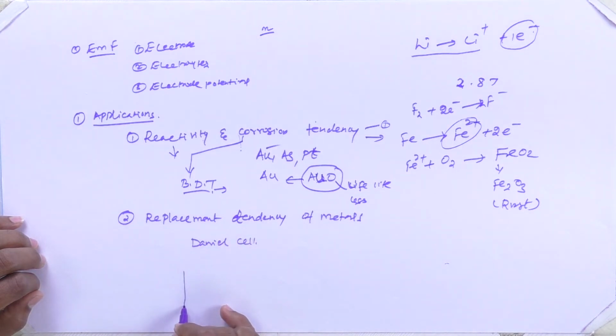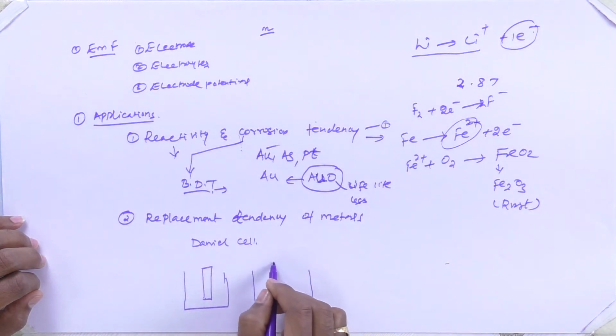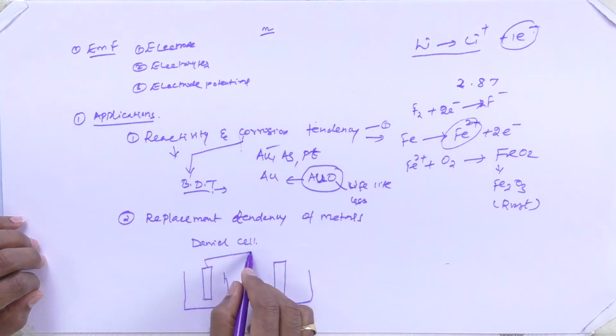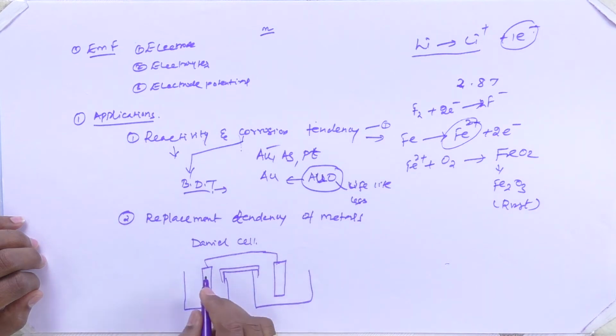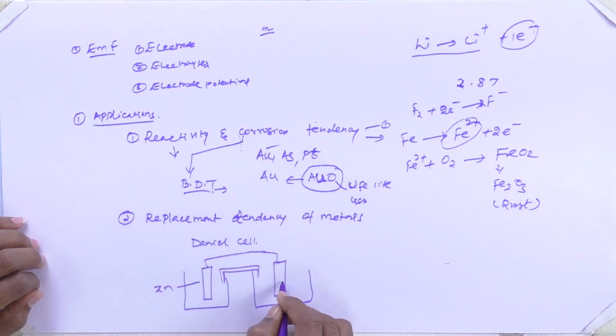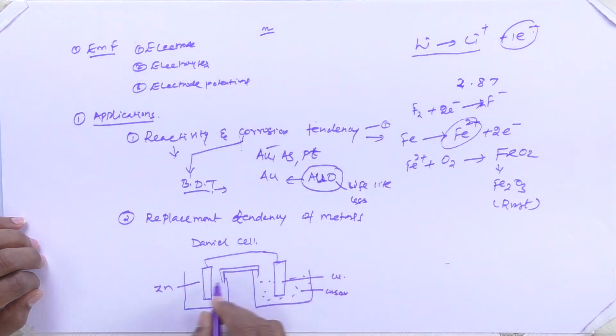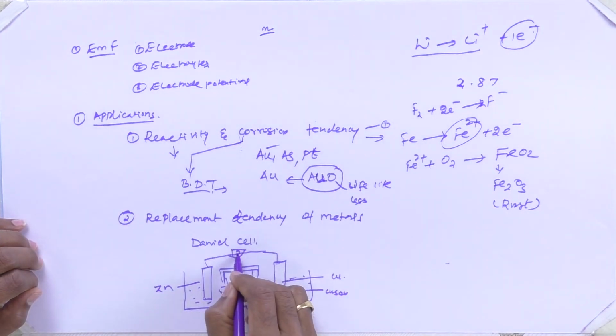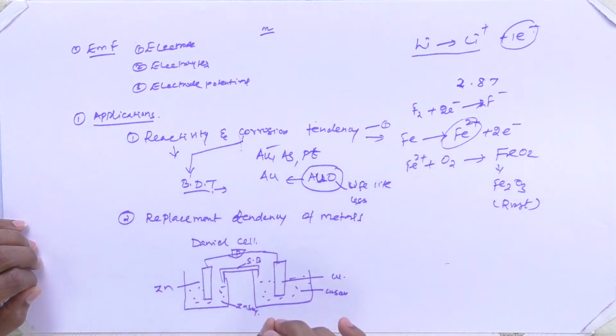While constructing the Daniel cell, we need to take two electrodes and electrolytes, and these two electrodes have to be connected through one salt bridge. This is one half cell, this is another half cell. This is a zinc electrode, and this is a copper electrode, a copper rod, and this is copper sulfate solution, and this is zinc sulfate solution, and this is connected through a potentiometer. This is the salt bridge, and this setup is called an electrochemical cell.